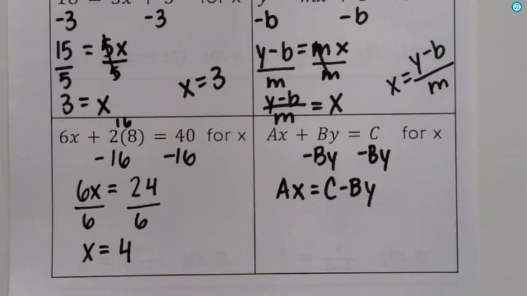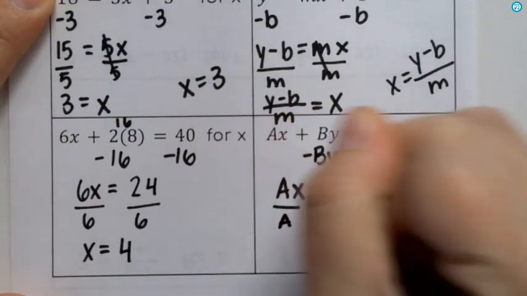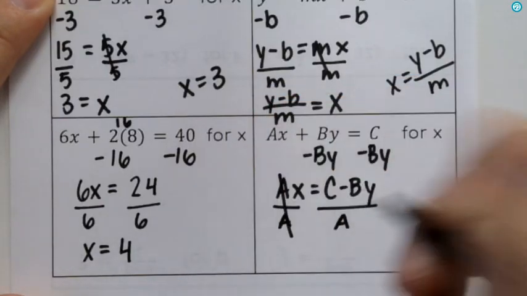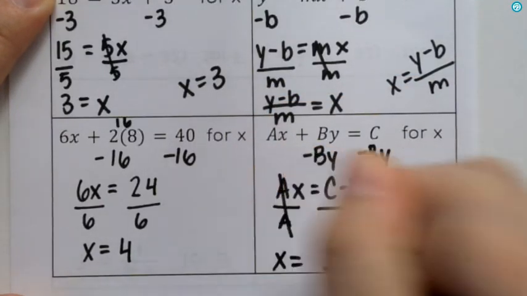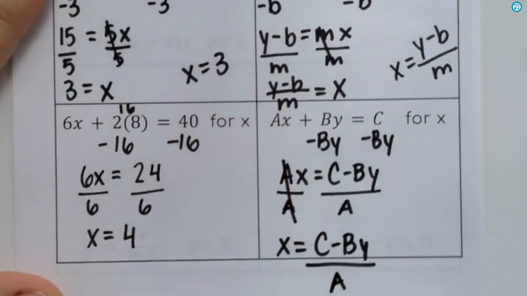And then to get rid of that a, anytime it's just two variables next to each other, that's multiplication. Opposite of multiplication is division. So we're just going to divide here at the end. You guys will end up doing that a lot. I'm going to divide both sides by a. So I will get x equals c minus by all over a.